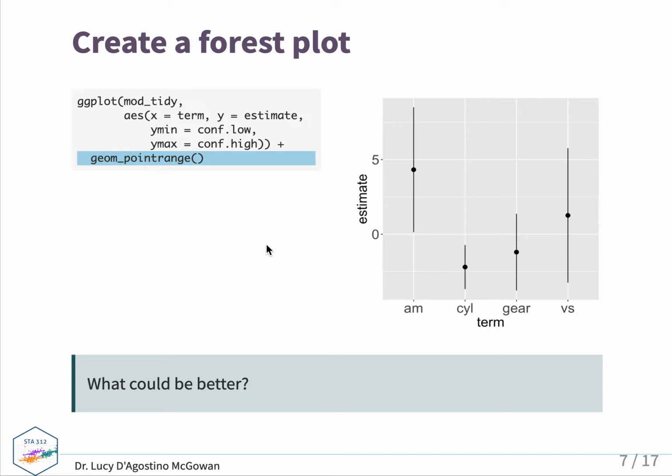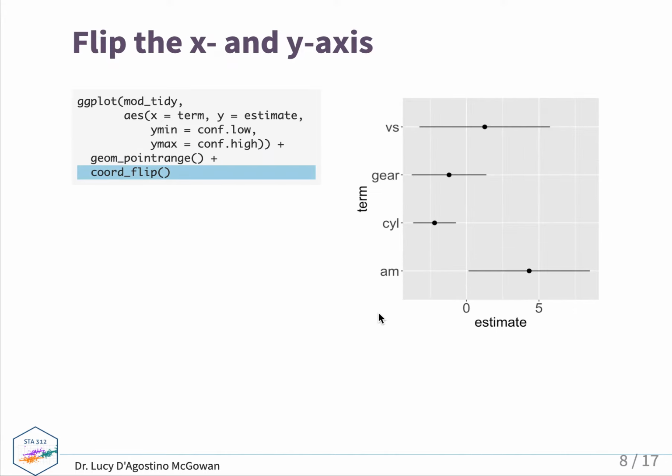The first thing I think that would improve this is if we just turn it. So people sometimes have a hard time visualizing things up and down like this. And especially for forest plots, it's much more common to see the estimates on the x-axis and the terms on the y-axis. So let's flip those coordinates. So in ggplot, there's a coord_flip function that will flip the x and y axis. So I'm going to go ahead and do that.